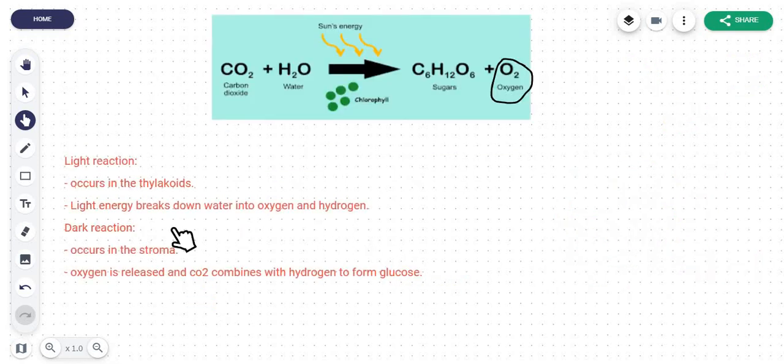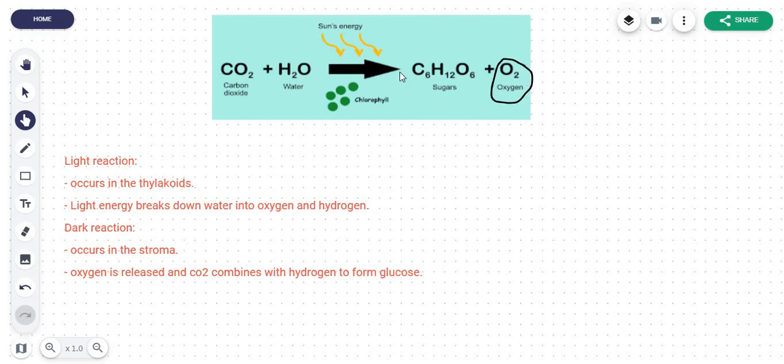So it occurs in the stroma, and this time the hydrogen plus the carbon dioxide that is still left here combine to form glucose, the sugar stored in the leaves. Now this is just extra. When it is needed by the plant, it's converted into a transport sugar called sucrose, and it is transported in the phloem vessels. When it is not needed, it is stored as starch in the stroma region of the chloroplast. It can be stored in other regions as well, like in the roots, depending on the type of plant.